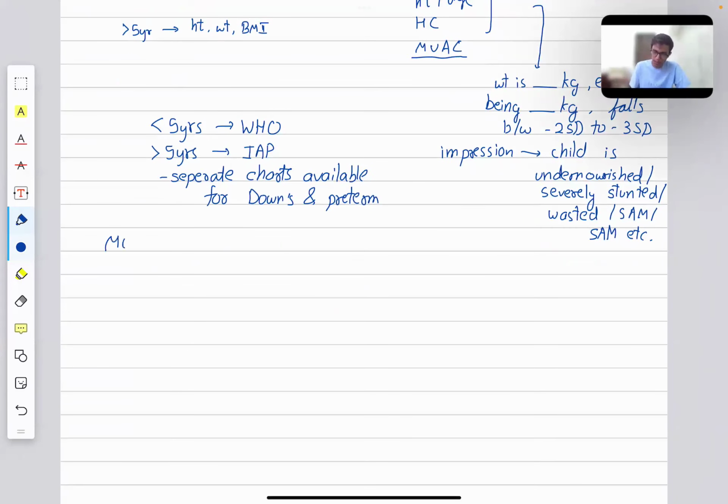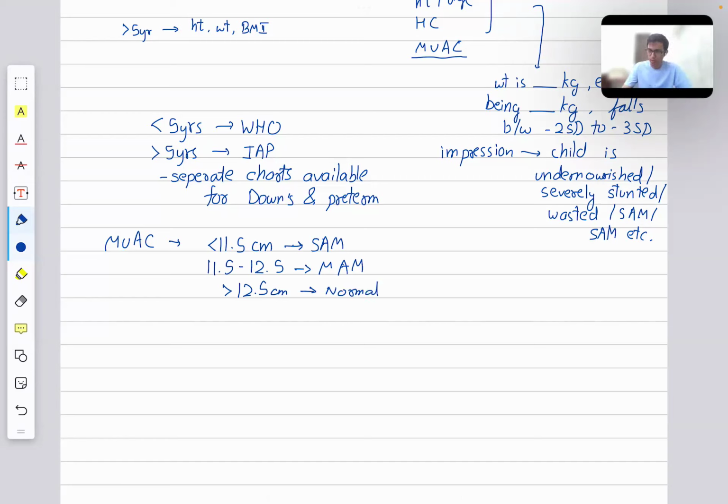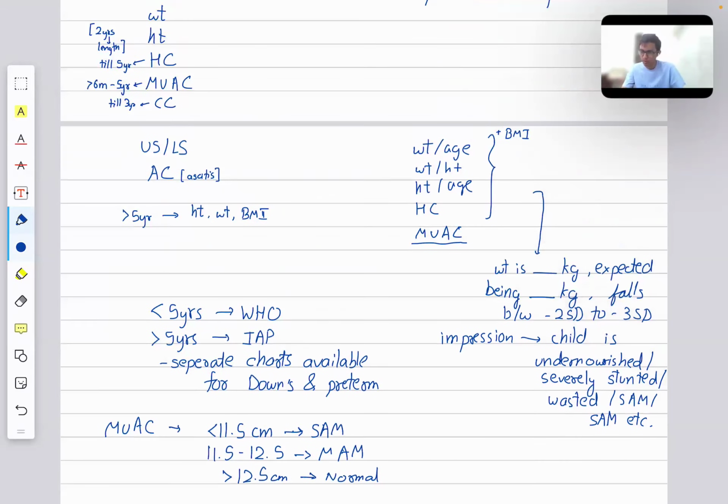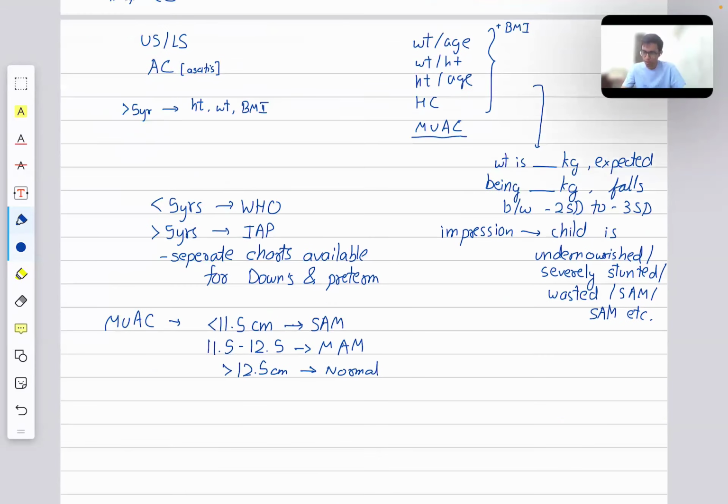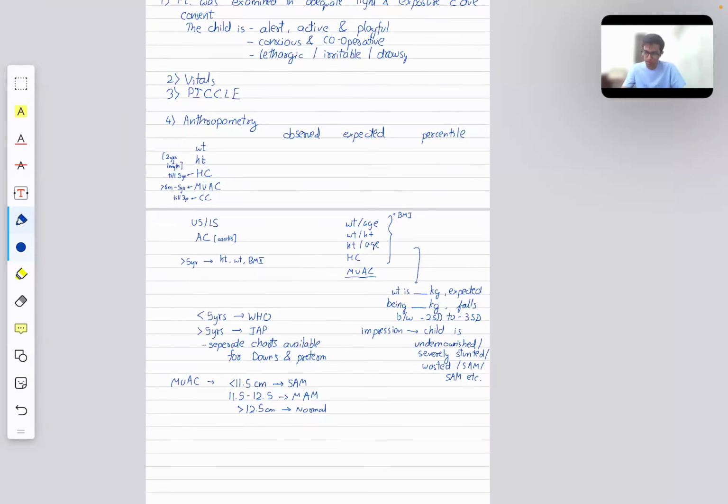For mid upper arm circumference, less than 11.5 centimeter implies SAM, severe acute malnutrition. 11.5 to 12.5 centimeter implies moderate acute malnutrition, and greater than 12.5 centimeter is normal. Okay. So we have covered the anthropometry part, what all has to be asked.